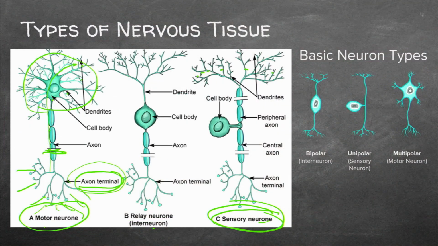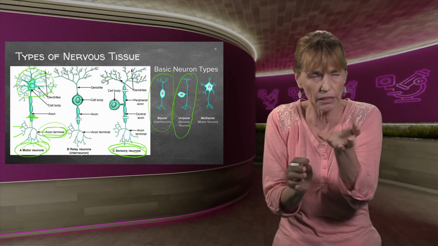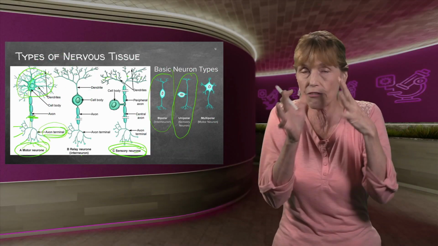And here it shows you that the interneuron is a bipolar. It needs to get the sensory and the motor, and it can carry the information across. The unipolar is your sensory neuron. It's very specific. It picks up every little bit. You've got millions of little sensory points everywhere over your body.